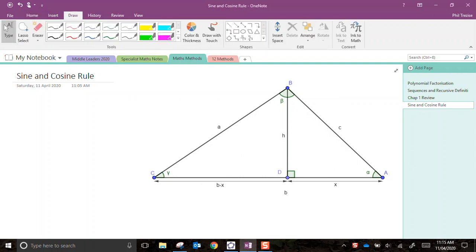Hi everyone. Today we're going to be doing a quick lesson on the sine and cosine rule. So I've got a scalene triangle here, A, B, C.